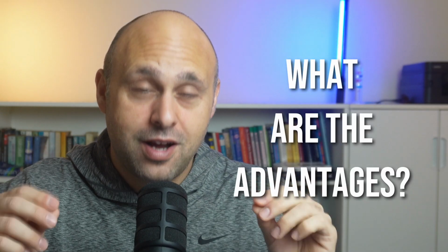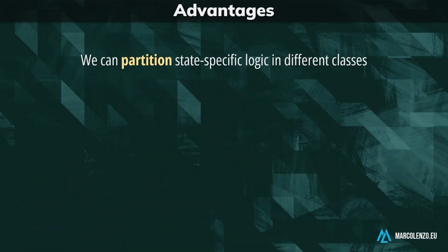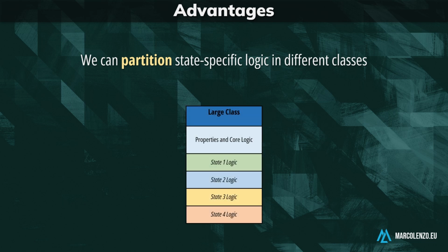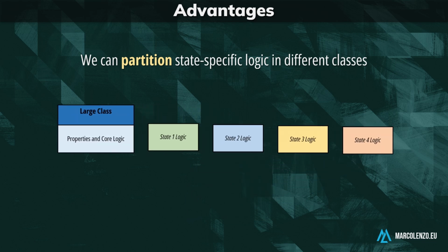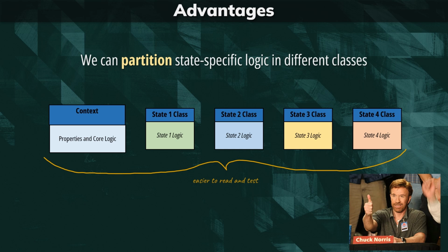So, what are the advantages of this pattern? The main advantage is that we can partition state-specific logic in different classes. In simpler words, we can break a large class into smaller ones, which are more focused. These classes are typically easier to read and test. It's way easier to understand what happens in a particular state.